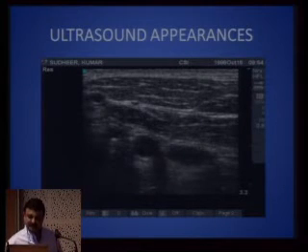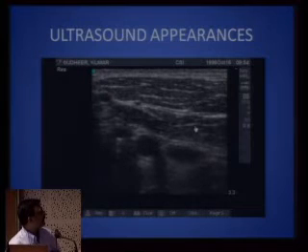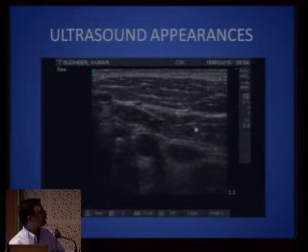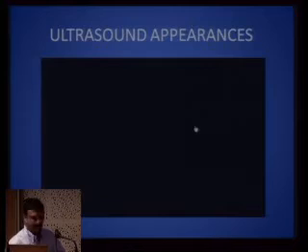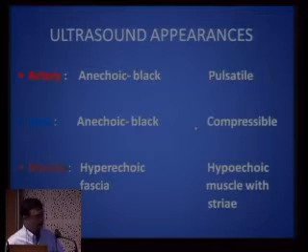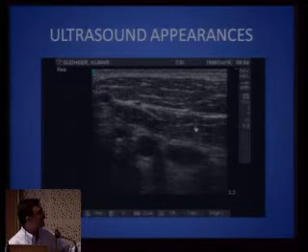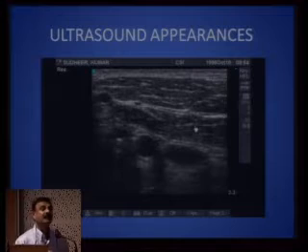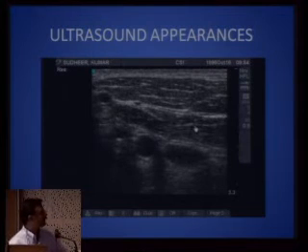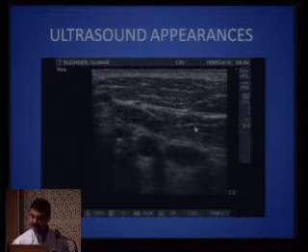So if you see here, that is the pulsatile subclavian artery. That's the subclavian vein right next door. And this is the muscle mass. This is the pectoralis major, this is the pectoralis minor, and this is the infraclavicular plexus, which is around this artery over here.